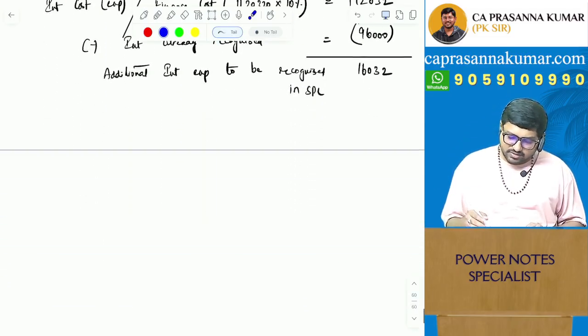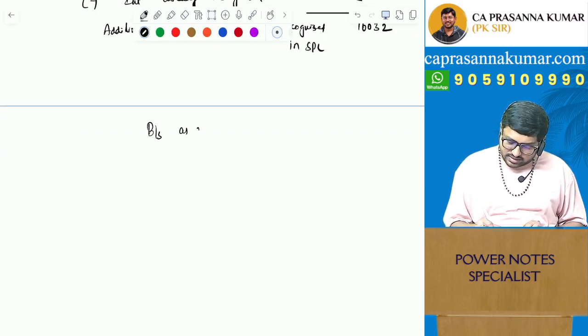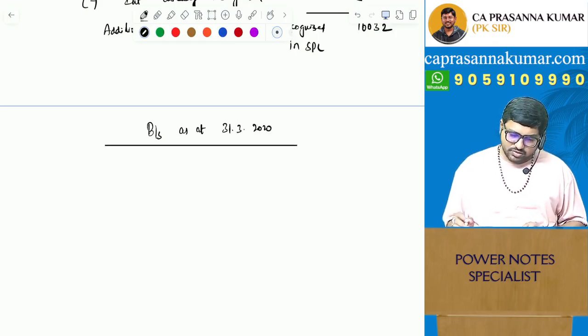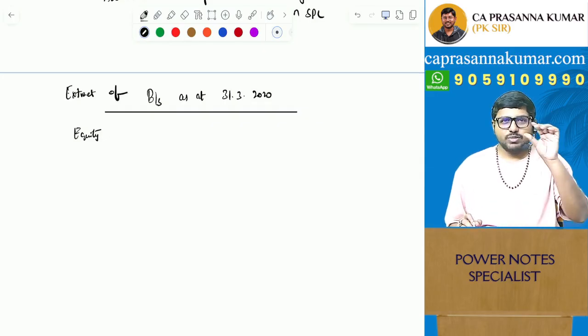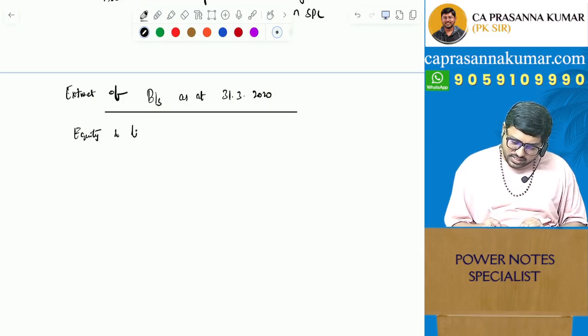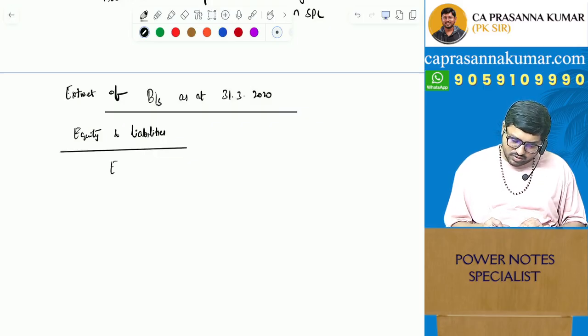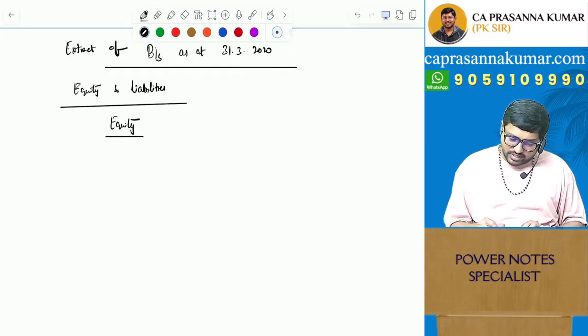Now, one effect is done, statement of P&L. All the financial statements effect we have to show. So what is the next one we need to show? Obviously, balance sheet as at 31st March 2020. So in that, this is an extract of balance sheet, okay? Extract of balance sheet, which means we are showing only a small portion, the relevant portion. The relevant portion only, equity and liabilities. And that will go for equity. Even under equity, will be going for other equity.